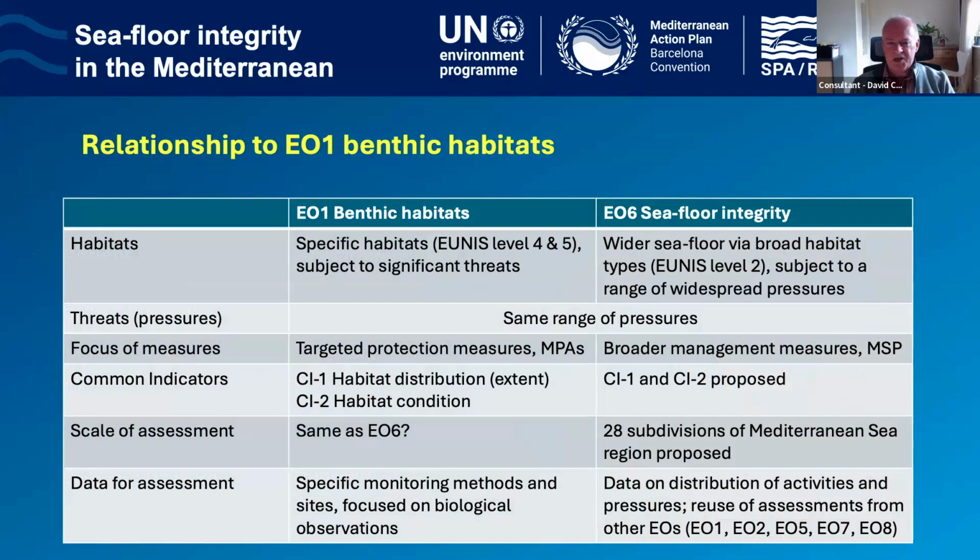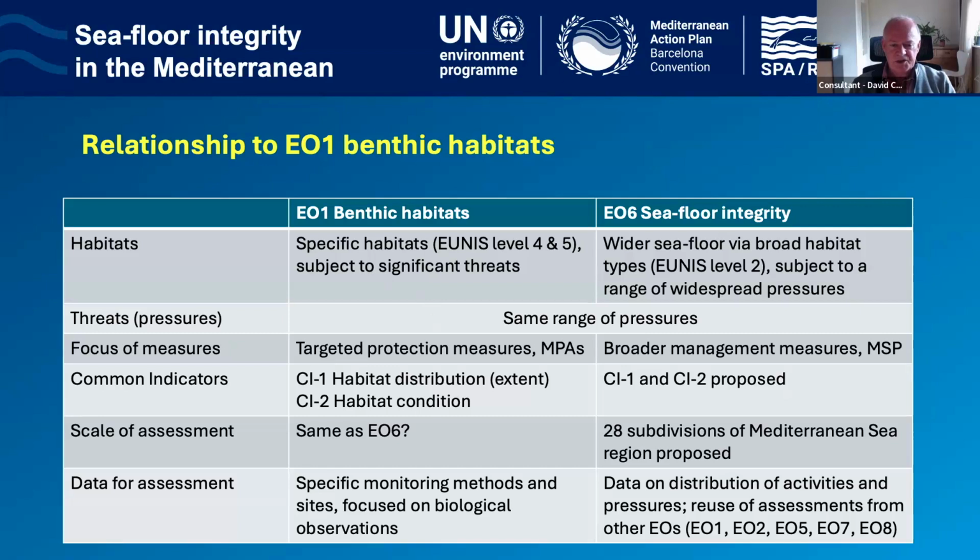And then the last slide is really to come back to this issue of the relationship to Ecological Objective 1 on benthic habitats. I've very briefly compared the two in terms of the different characteristics. So EO1 has a focus on very specific habitats at EUNIS levels 4 and 5, often subject to very significant threats, while the EO6 proposal is for a much broader perspective to look at the wide range of habitats at level 2. All these habitats are essentially subject to the same range of pressures, although these vary in intensity and in their distribution across the Mediterranean.